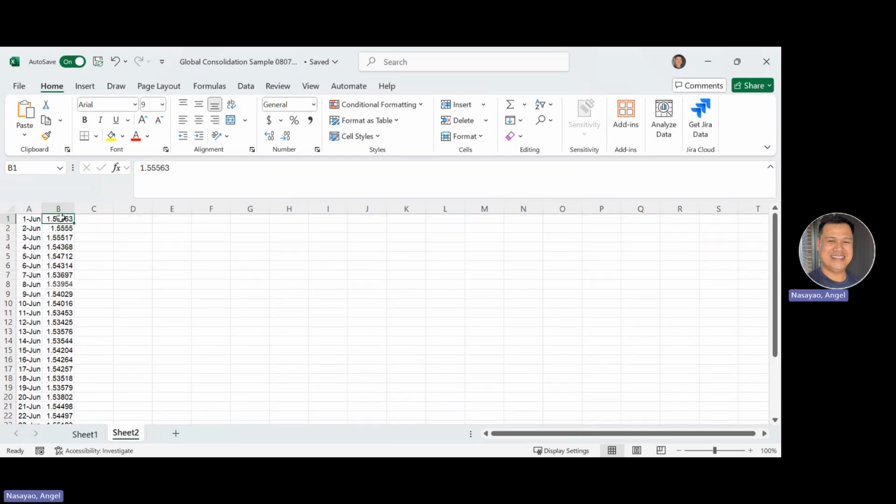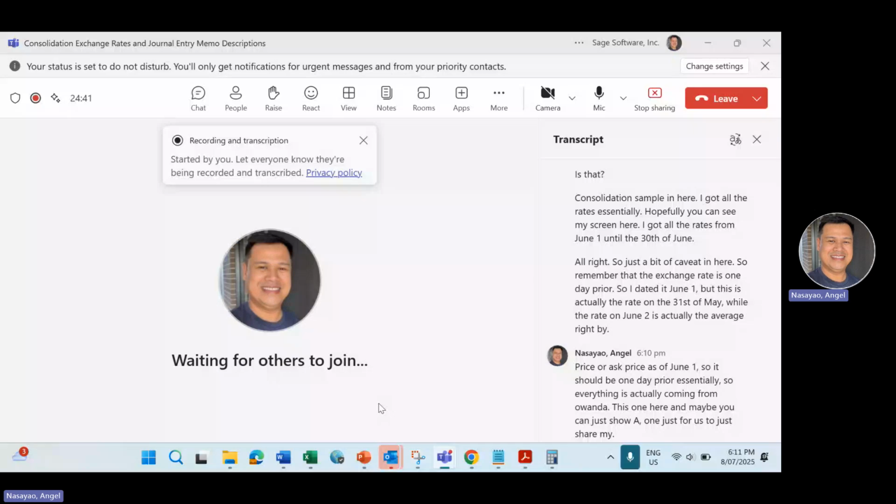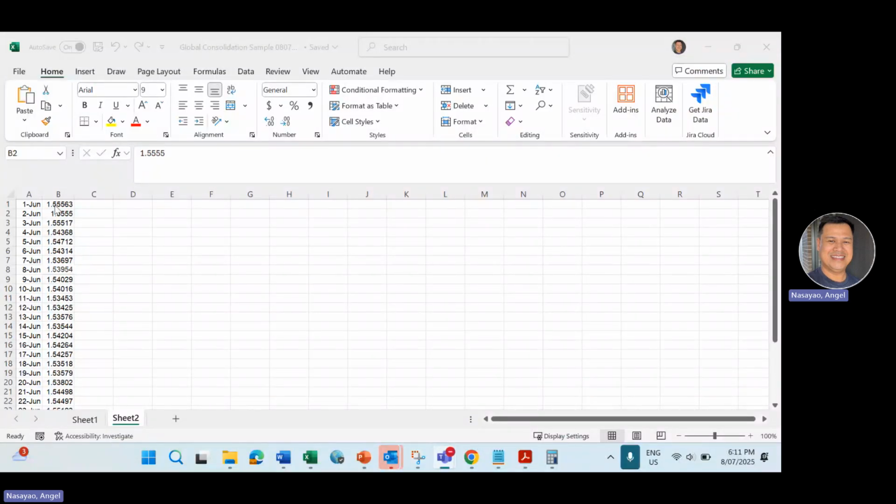All right, so just a bit of a caveat in here. Remember that the exchange rate is 1 day prior. So I dated it June 1, but this is actually the rate on the 31st of May. While the rate on June 2 is actually the average buy price or ask price as of June 1. So it should be 1 day prior essentially. Everything is actually coming from Oanda, this one here. And maybe I can just show Oanda as well, just for us to validate the rate.